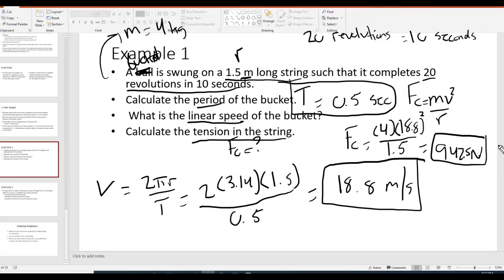Alright, so that is example 1. Okay, pause there if you need to look at that. I'm sorry for all the mistakes and having to make up the mass off the top of my head. I apologize for that. Okay, we're going to do one more example and then we will be done. Okay, last video of the semester.